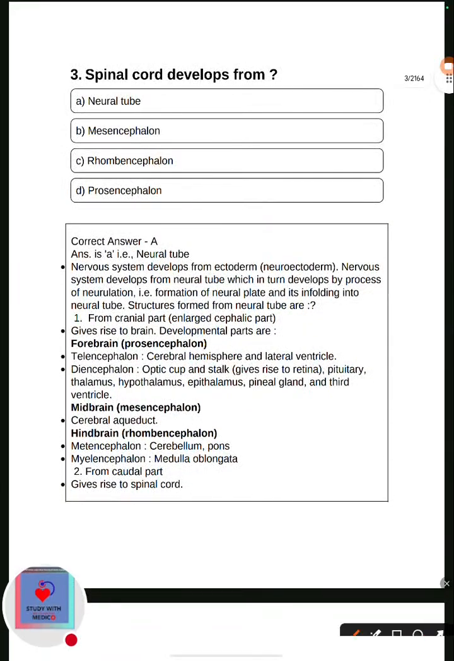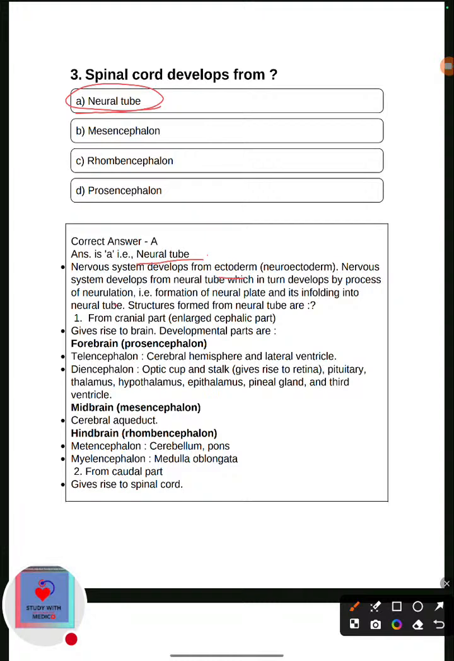The spinal cord develops from the neural tube, so the answer is neural tube. The nervous system develops from ectoderm, neuroectoderm. It develops from the neural tube, which in turn forms by the process of neurulation, that is, formation of the neural plate and its infolding into the neural tube.